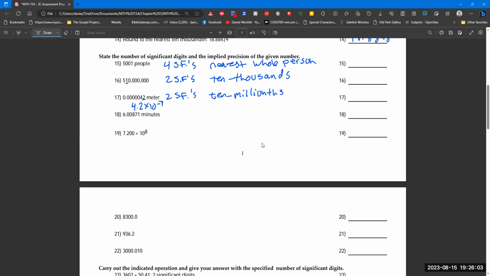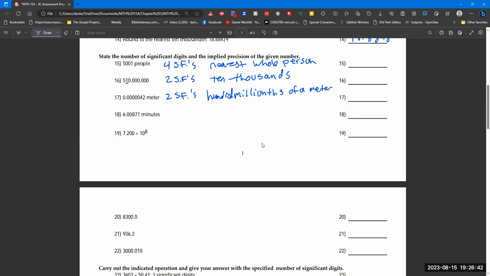Let's see if that's right. Tens, hundreds, thousands, 10,000s, millions, 100 millions. There we go. Because that's 10 millions, that's 100 millions. So, all right, we have 1, 2, 3, 4, 5, 6, meter.